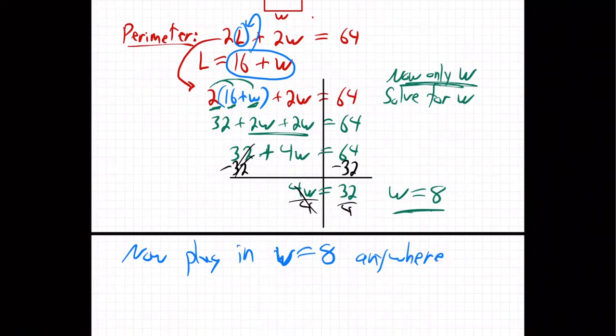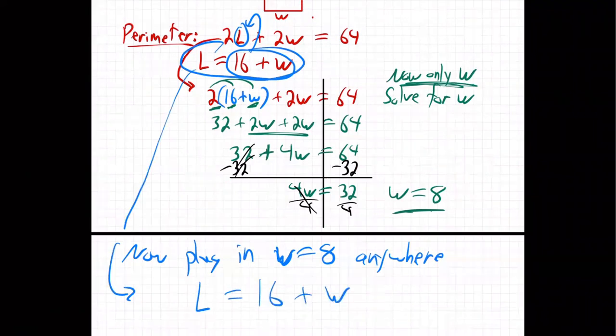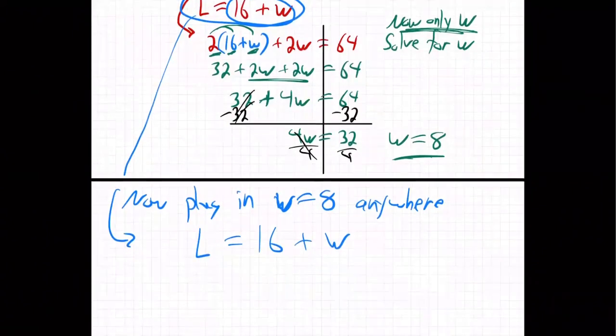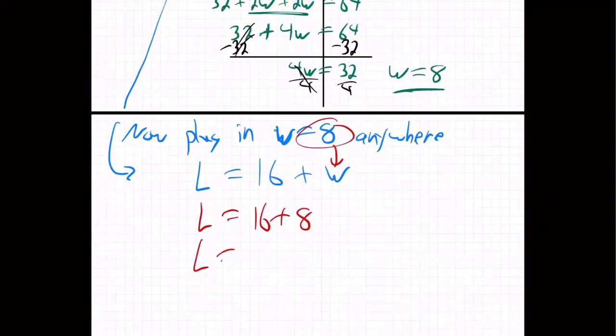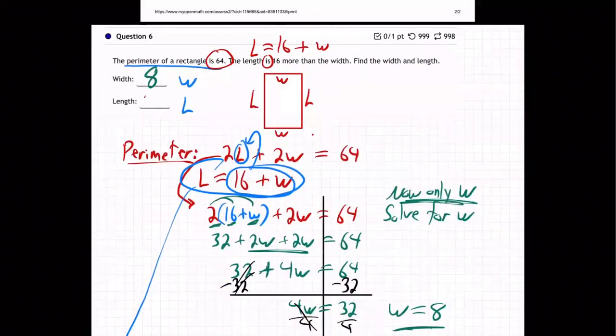The easiest place is going to be right here where you've already got L alone, right? Because you're trying to find L now. So just grab the one that already has L alone. It will be the easiest. Now, you're allowed to plug in anywhere. It'll work anywhere. But the easiest place is where L's already alone, since you're trying to find L. And so I'm going to take that, 8, and plug right in there. So L is 16 plus 8. L is 24. There we go. And we got L. Bring that up, type it in.